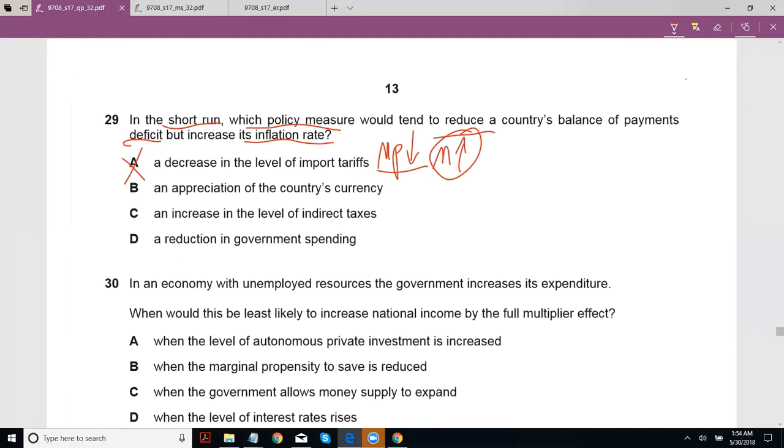An appreciation of the country's currency. Now that's interesting because they have said short run. Let's come to this in a bit. I want to discuss this at the end. Let's go to C first.